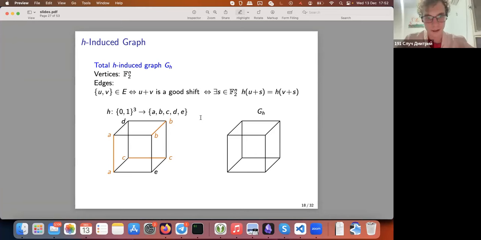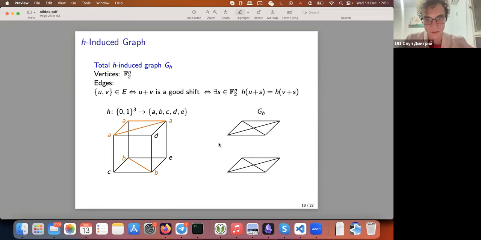So I have another example here. That's another way to define H. And here we have these good shifts, and we draw all the edges parallel to them, and we get like 2 cliques like here. So here is a total H-induced graph for such H. And if points are connected with an H, then they have the same value of F.